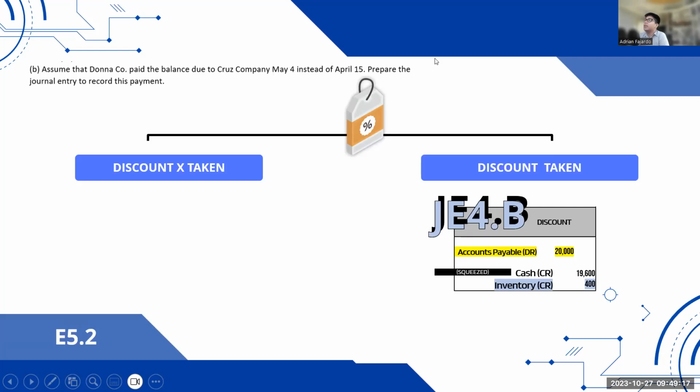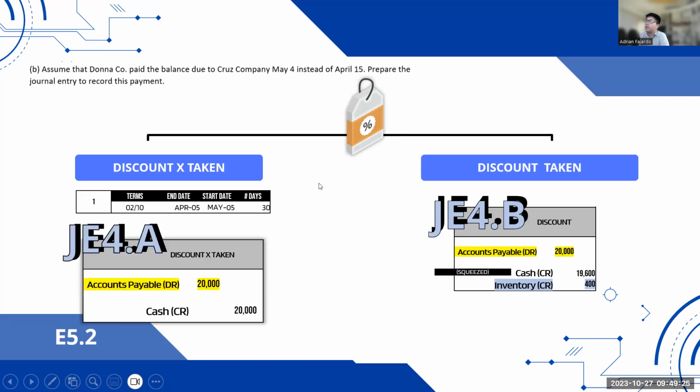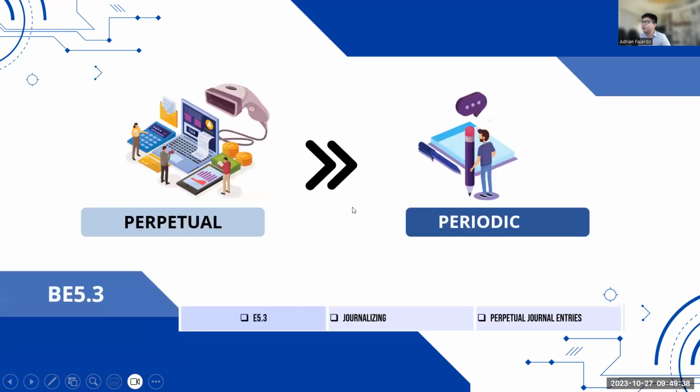So, paano kung hindi niya tinake yung discount? Well, sa scenario B, nagbayad ka ng May 5 or May 4. So, therefore, our accounts payable would be 20,000, credit cash of 20,000. Wala ka lang discount. That's the only difference.